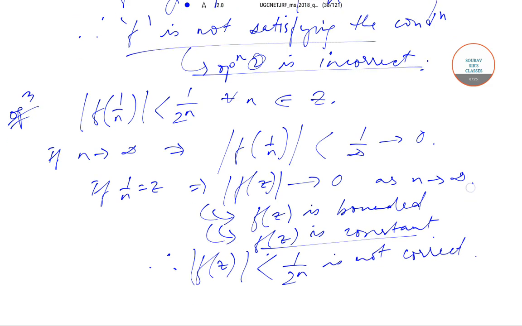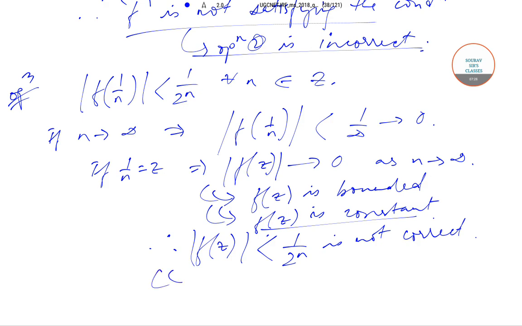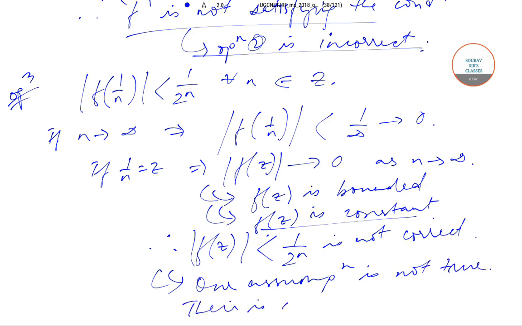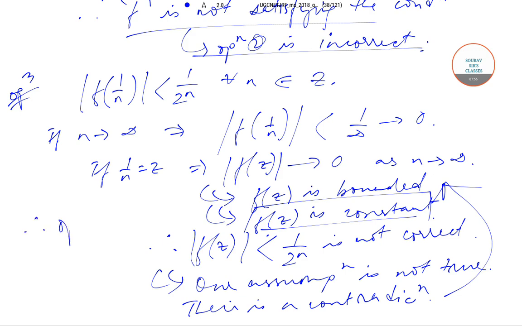Okay, this condition is not satisfied, and that will imply that our assumption is not true. There is a contradiction over here, which is given by this portion, since we have been given that f of z is not constant. So therefore option 3 is not correct.